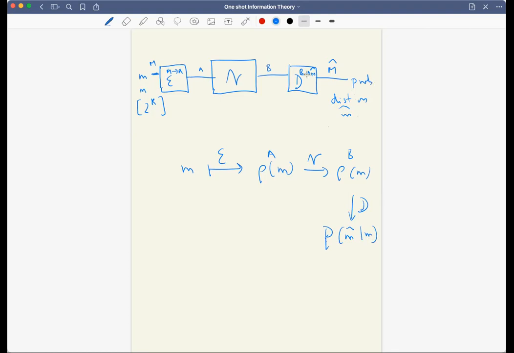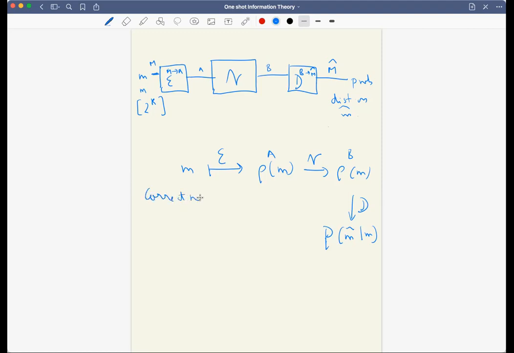So this is the entire process. And what do you want? If it is really transmission of information correctly, what I want is that for every message m that could be transmitted, if I run through this entire process, the probability distribution which I get is highly concentrated on m. This is what is called the correctness requirement.